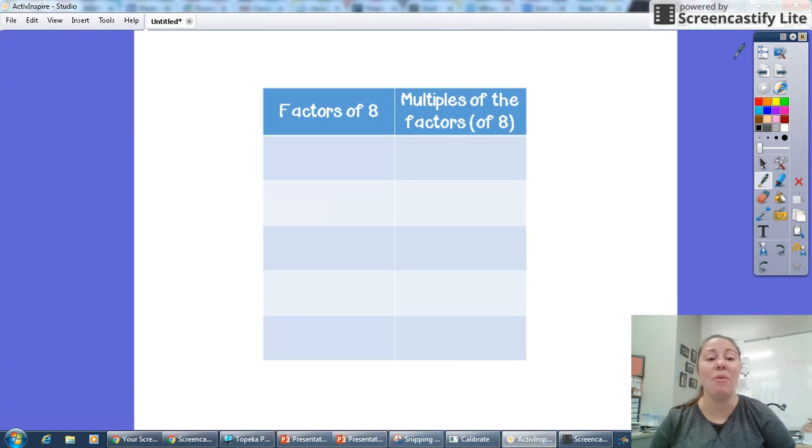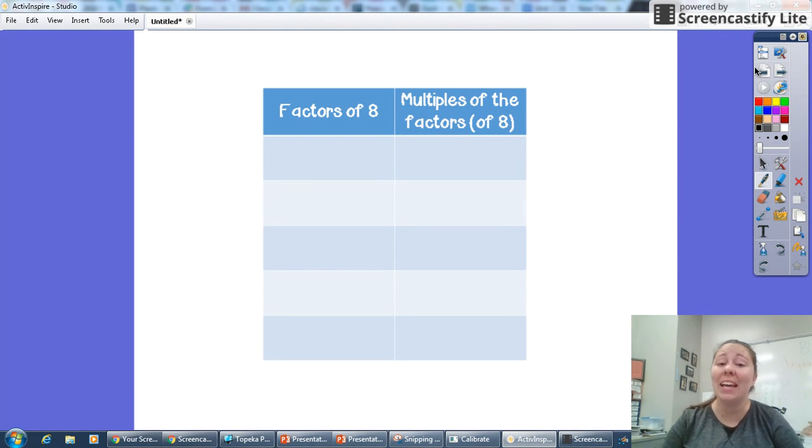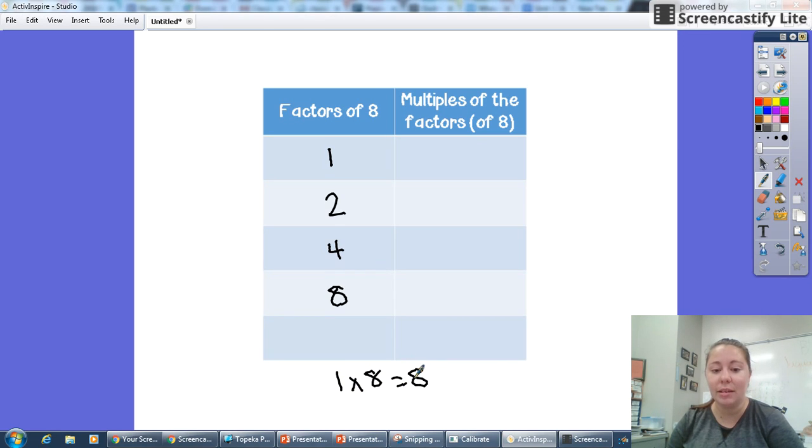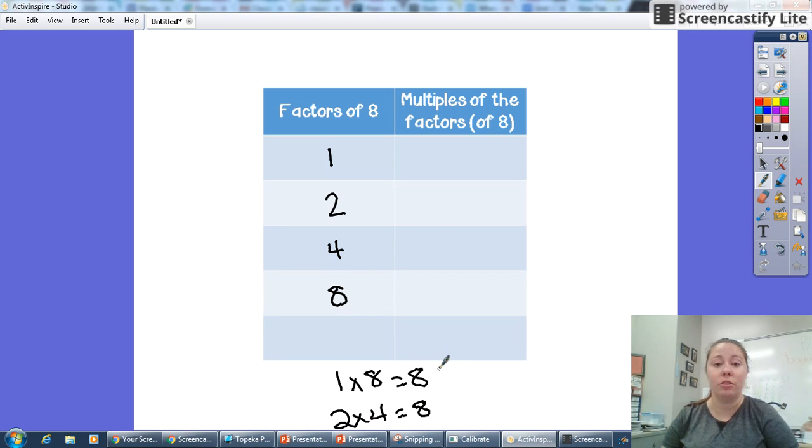All right, last thing. I want to list the factors of 8 and then find the multiples of 8. This is something very similar to what your math journal is going to have you do. So the factors of 8, I'm just going to list real quick for us. I know they're 1 times 8 and 2 times 4. 1 times 8 equals 8, and 2 times 4 equals 8. Those are all the factors. There are no other whole numbers that you can multiply to get to 8.